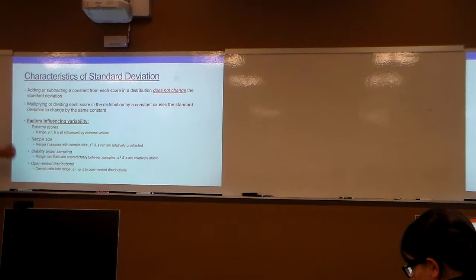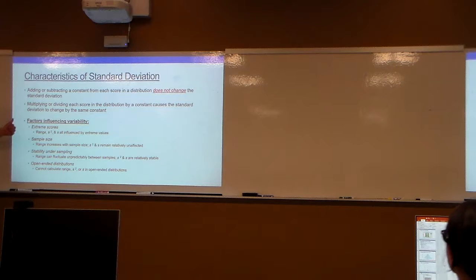So factors that are going to influence our variability: extreme scores, range, variance, standard deviation, all influenced by extreme values, okay? Which one of these variability statistics is extreme scores going to be the most problematic with?